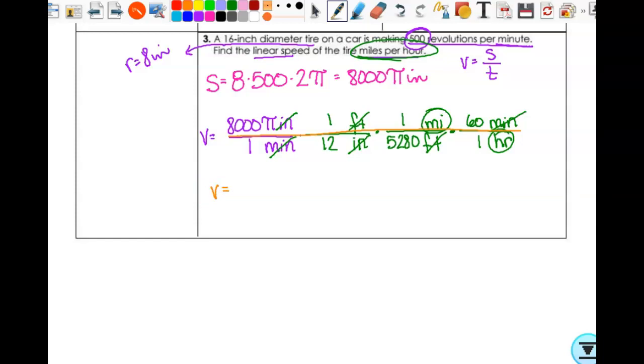And then it should give you your linear speed. What does the calculator give you? We're leaving pi out, so everything should be exact. What does the calculator tell you? It can't tell you 7.57. It's 250 over 33. So it's 250 pi over 33. And then your units are miles per hour.